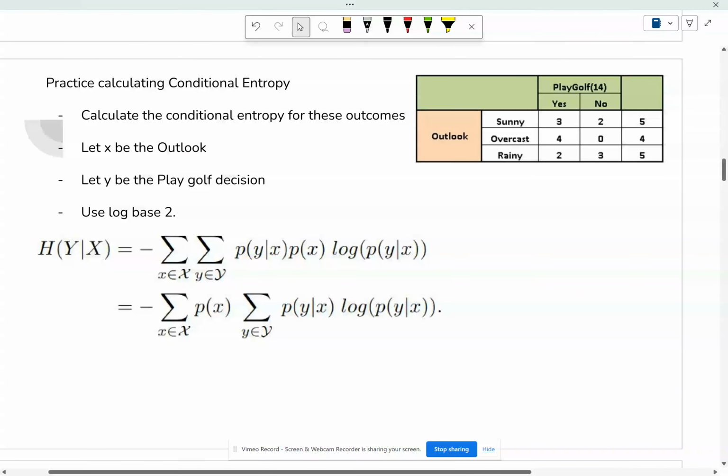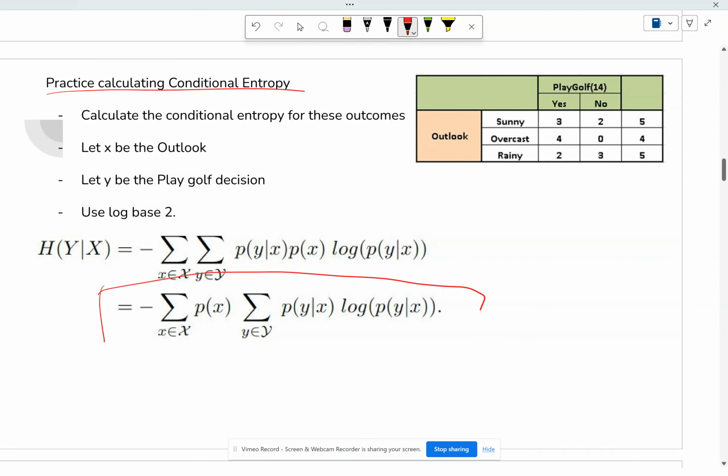Now, the next thing we want to calculate is conditional entropy. So practice calculating conditional entropy. Now remember, the equation we want to use is this, right? So let x be the outlook, which has three possibilities, and y is going to be whether you play golf or not.